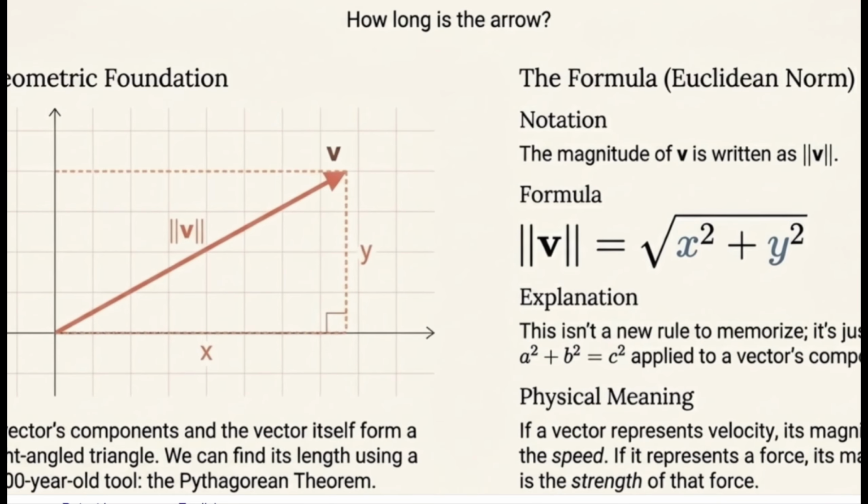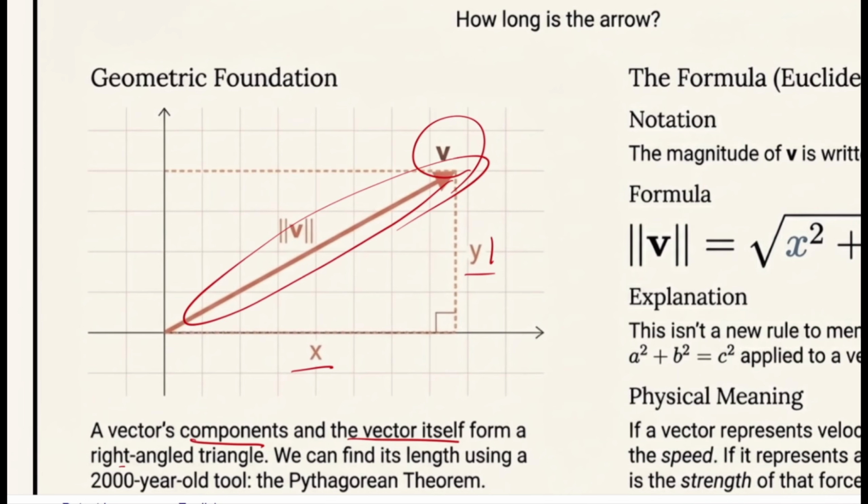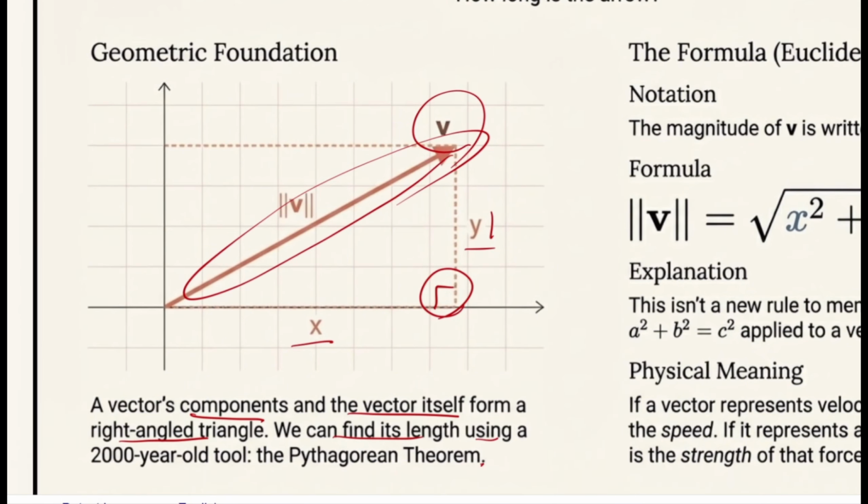If we assume that there is a vector v, and I assume that this v is x displacement to the right and y displacement to the top, I can say that the vector's components, x and y, and the vector itself, they're going to form a right angle triangle. As you can see, right angle means that one and only one of the angles is 90 degrees. We can find its length using a very famous theorem, the Pythagorean theorem.